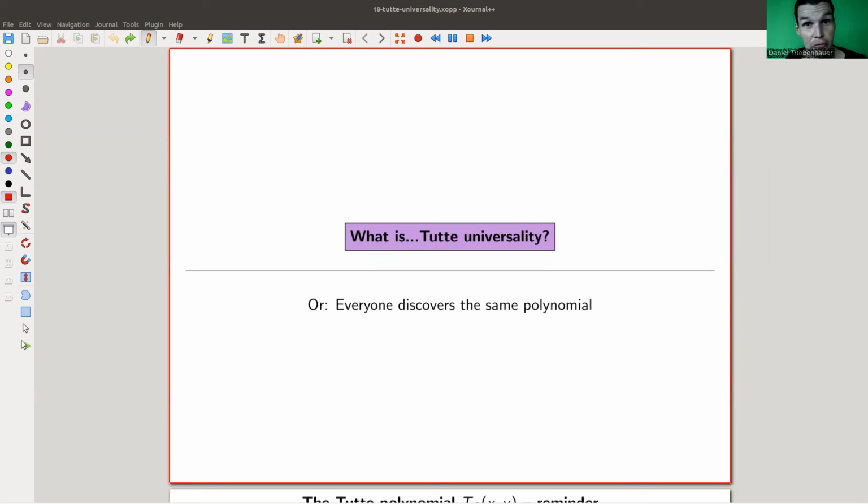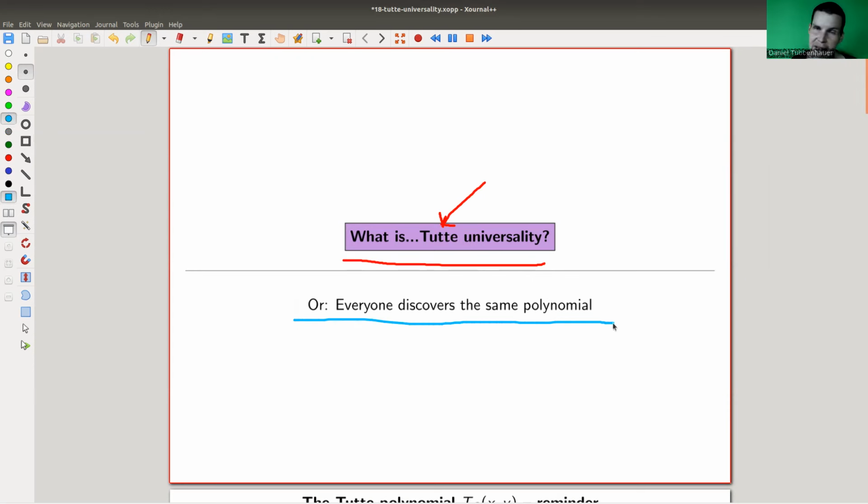Today we continue with polynomials because everyone likes polynomials. If you don't like polynomials, I feel very sad. I certainly like polynomials a lot. And this one is actually quite unique, so it's quite universal in a certain sense. This one is the Tutte polynomial, which we have seen last time, and I'm going to recall anyway. So kind of everyone discovers the same polynomial, which is the slogan of this video. So let's have a look.